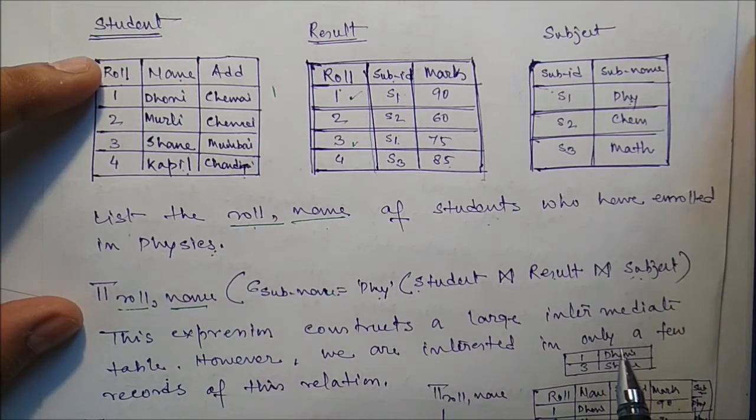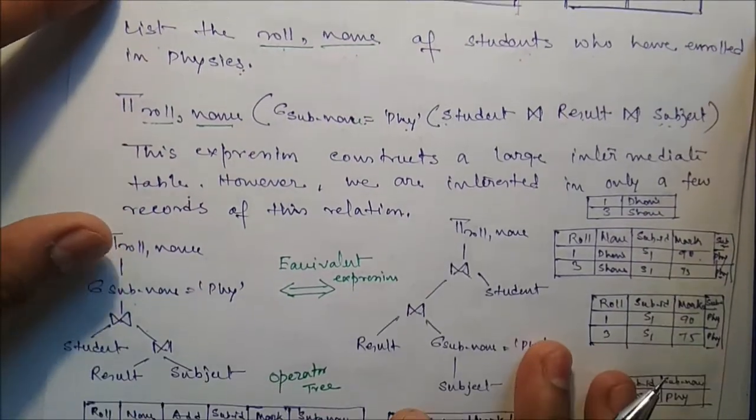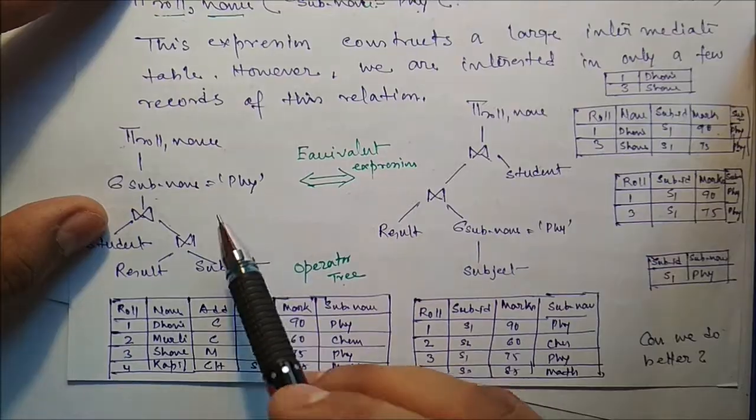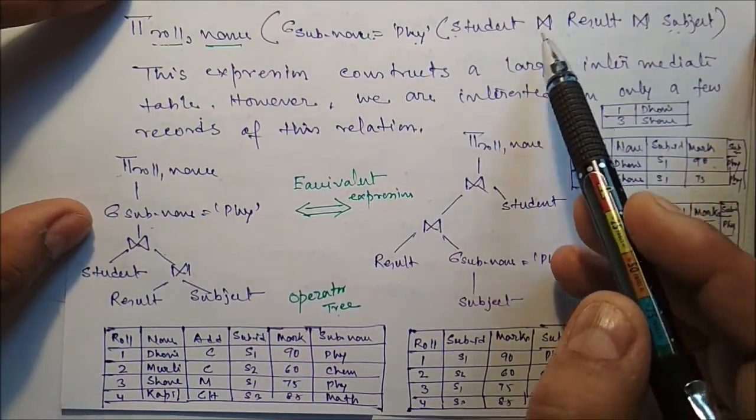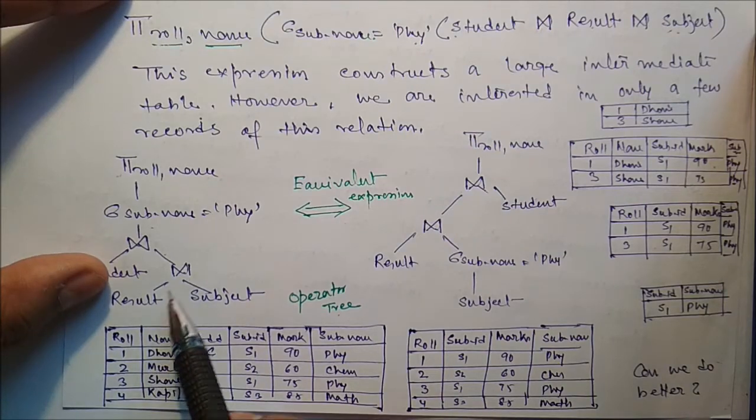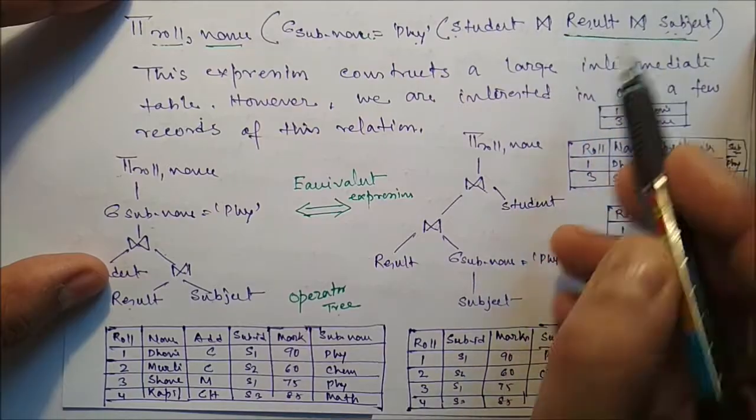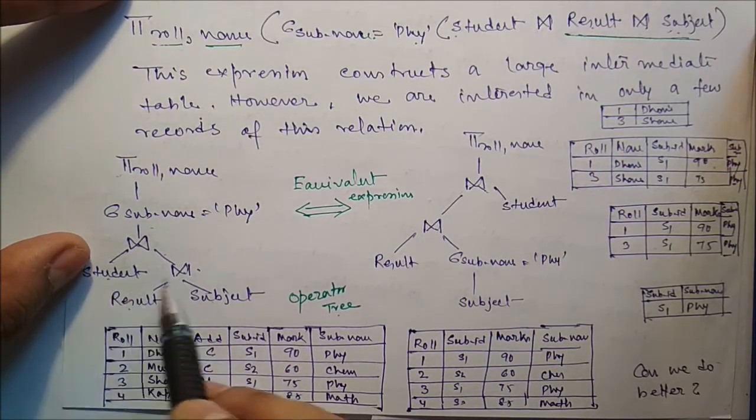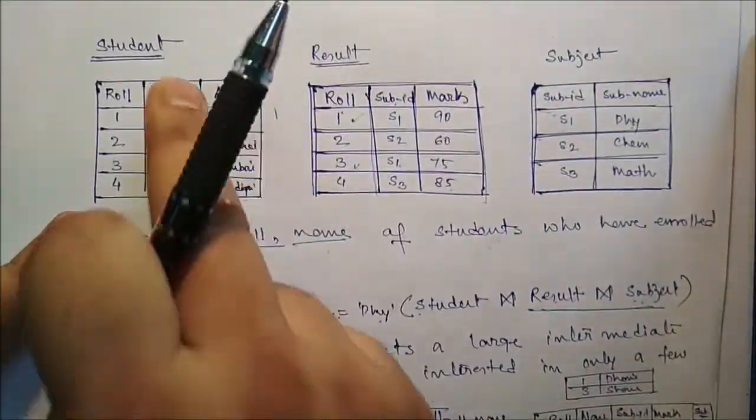However, we are interested in only a few records of this relation. Now we can see the operator tree of the expression in relational algebra. First of all, join result and subject, and it will create one intermediate result. After that, join student and the intermediate result, and it will create a big table.